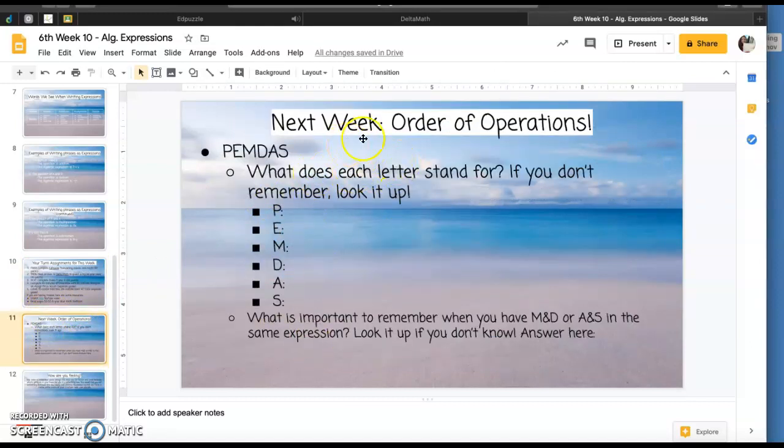Next week, we're going to be talking about order of operations. So I want you guys to write what PEMDAS stands for. You guys learned this in 5th grade. And if you don't remember, then look it up. You guys have Google right at your fingertips.